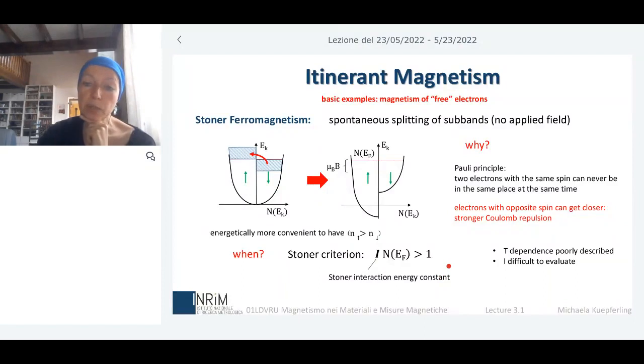There are two difficulties with this Stoner criterion, with this Stoner theory. Stoner theory describes very well the fraction of Bohr magnetons per atom in metals, but it does not, for example, describe well the temperature dependence. And another difficulty is to evaluate this Stoner interaction energy constant I. It's difficult to find from theory.